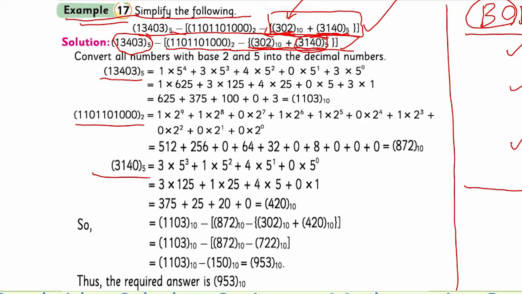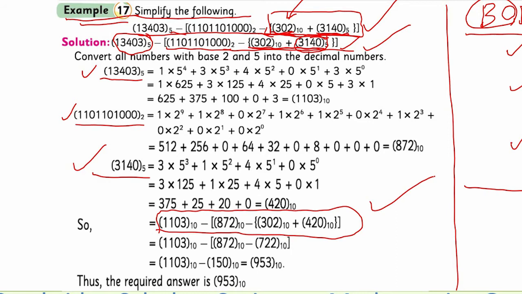Our second method is, first of all, convert all the given numbers into base 10, and then put them in this expression. When we convert all the given numbers having different bases into the base 10 number system and then write the expression like this, and then use the BODMAS rule. This is the easier way. So we'll adopt the second option.